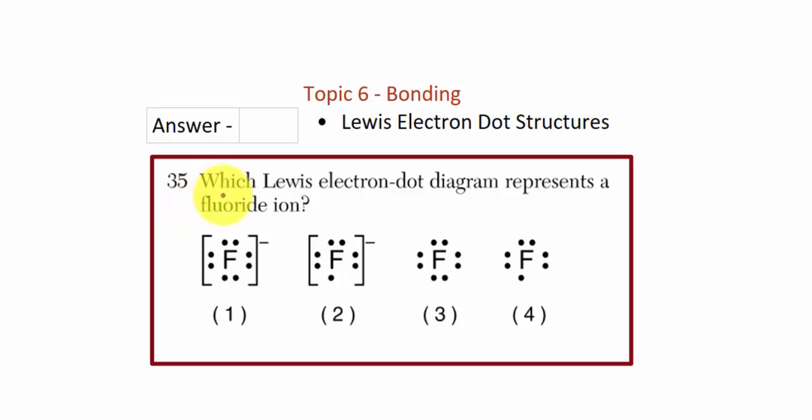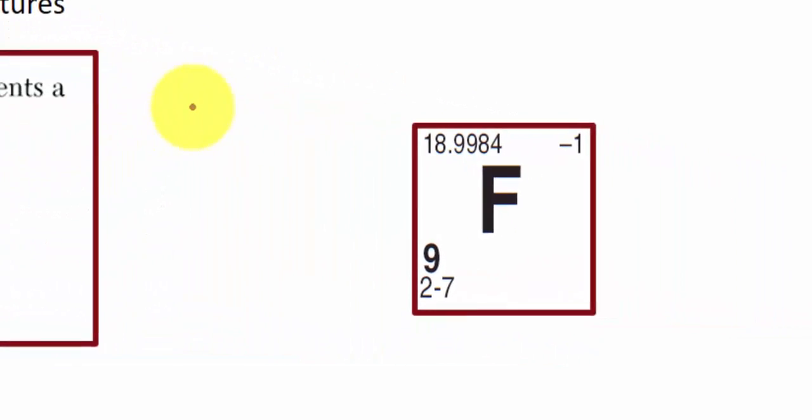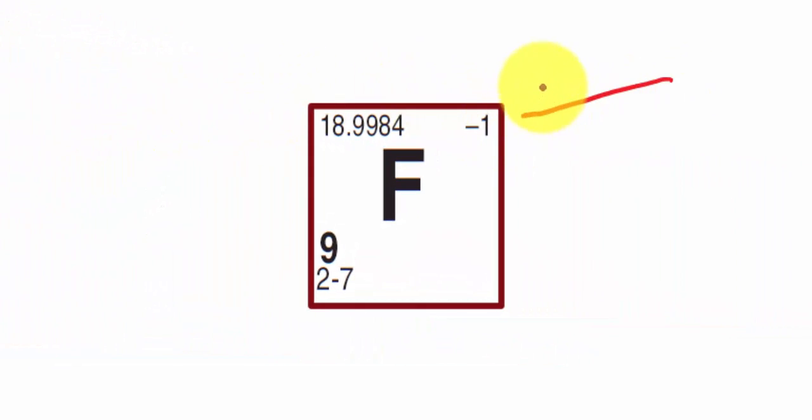Question 35. Which Lewis electron dot diagram represents a fluoride ion? Well, since we're looking for an ion, we can immediately eliminate answers 3 and 4 because these are not ions. They don't have any charge represented. Now, that leaves us with choices 1 and 2. So let's investigate a little further what a fluoride ion is. From the periodic table, we notice that the favored oxidation state of fluorine is -1.